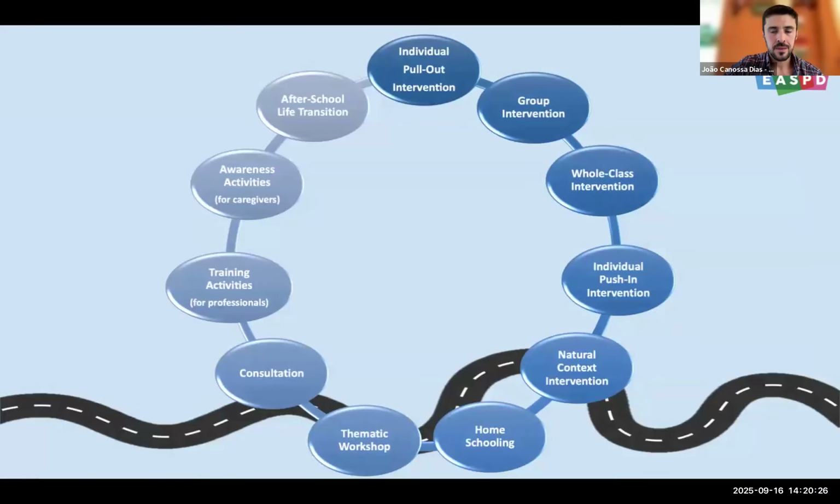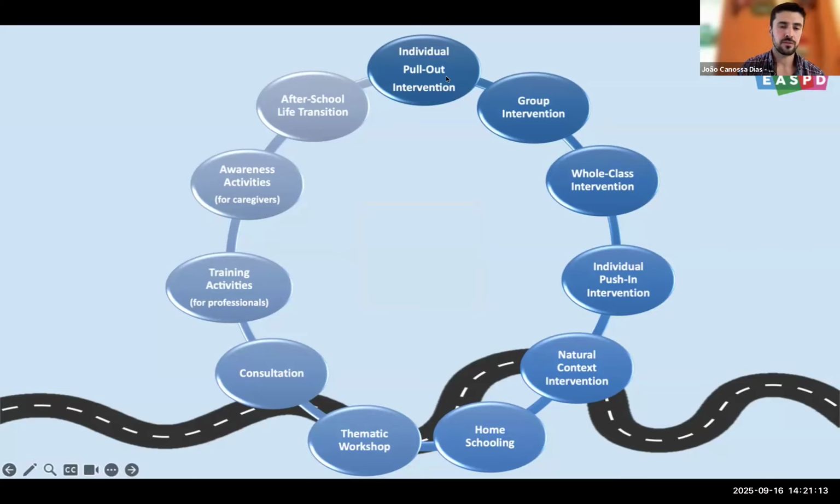Different support modalities. We value interventions in the natural environment, such as group interventions in the classroom, whole class interventions, sometimes individual push-in intervention when our professional goes within the classroom to support one student in particular. Homeschooling, we have some students with health needs, they are in school, in home, and we go to their houses and support them in their houses. We do a lot of consultation with teachers, school assistants, some training activities, awareness activities for caregivers and for other students, and the after-school life transition.